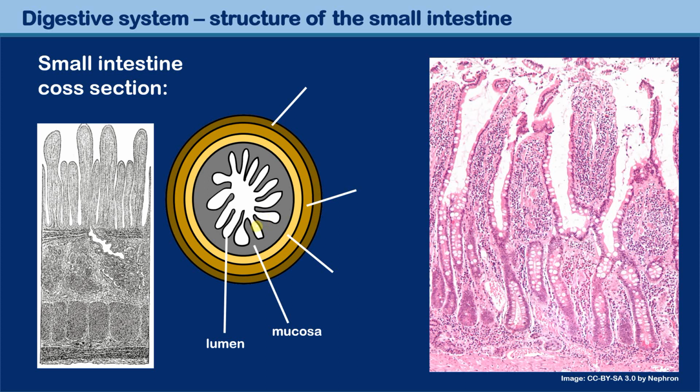On the mucosa, and too small to be shown over here, you have many small finger-like extensions called the villi. And these villi can be seen over here. These are the finger-like extensions. And also over here in the photograph, you can see these finger-like extensions, and these are all referred to as the villi.